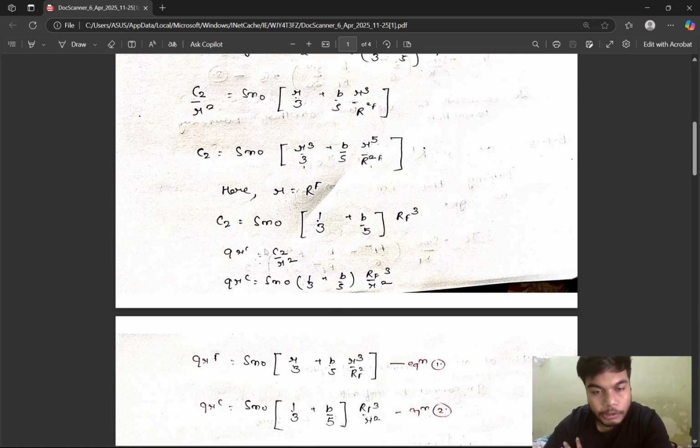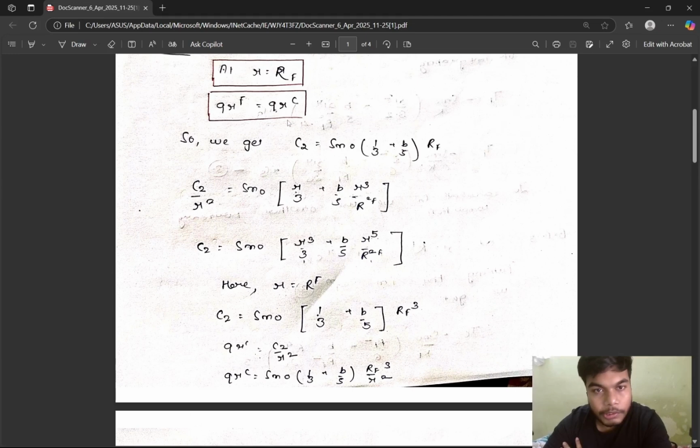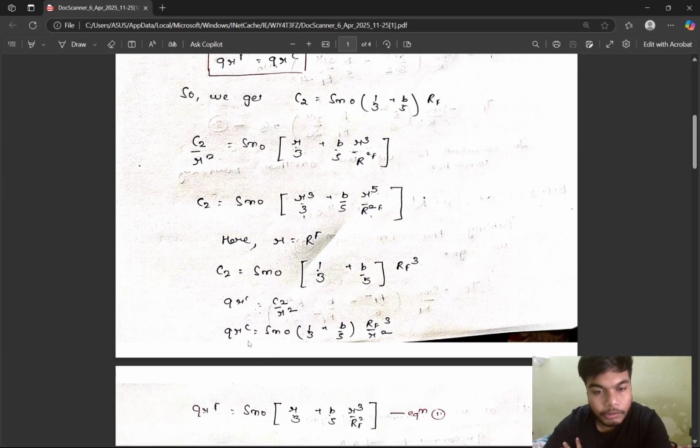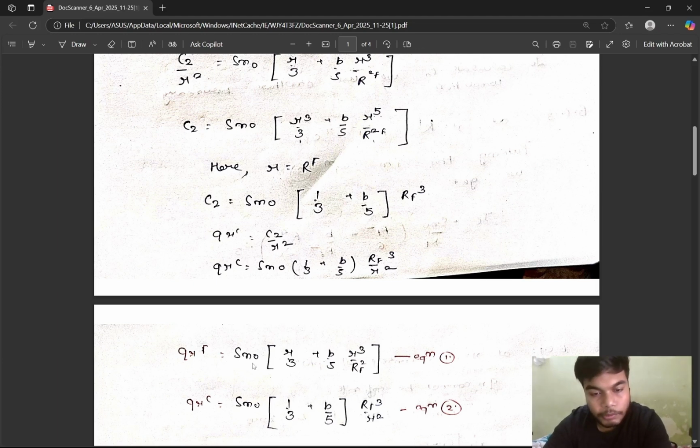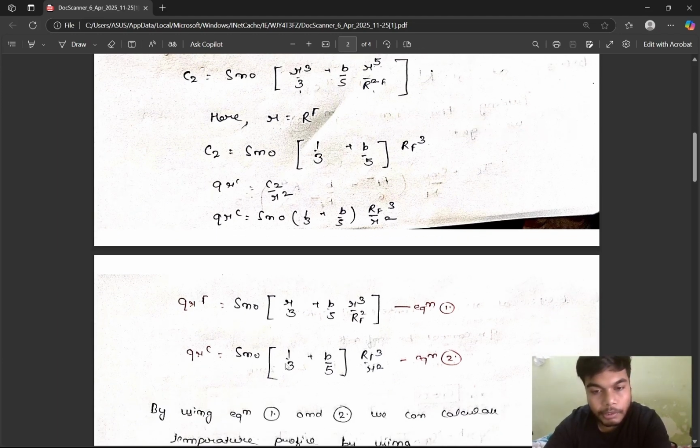Now we can see QRC is equal to C2 upon r square. We will substitute the condition QRF equals QRC. Now QRC is equal to Sn naught into (1 by 3 plus b by 5) r cube upon r square. Here we substitute C2 and r square comes here. Now QRF will be equal to Sn naught into (r by 3 plus b by 5 r cube upon RF whole square). Now we will find QRC as Sn naught into (1 by 3 plus b by 5) RF cube upon r square. Here QRF and QRC both are known. So this will be our equation number 1 and equation number 2.